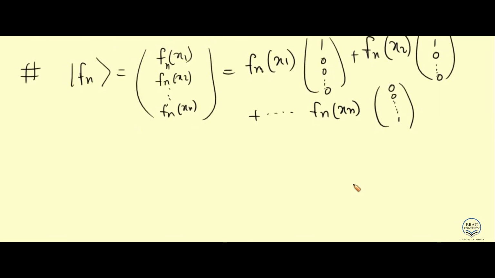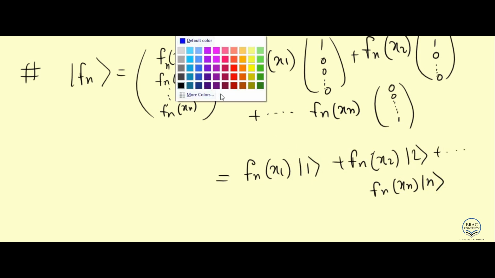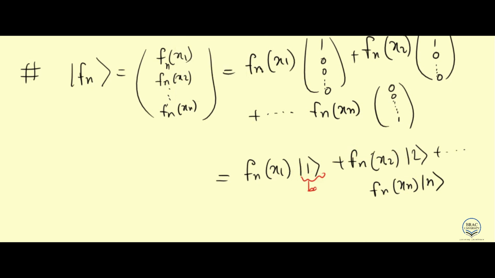And here, if you can recall the discussion on finite dimensional vector spaces, we could write it as f of n x1 times ket 1, f of n x2, that is at x2, times ket 2, and so on. And these kets 1, 2, 3 will be my basis. Now these are my basis vectors. This is also a basis vector, and so on. And this is a finite dimensional vector space.